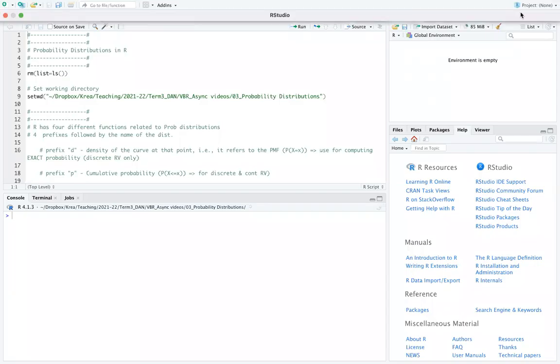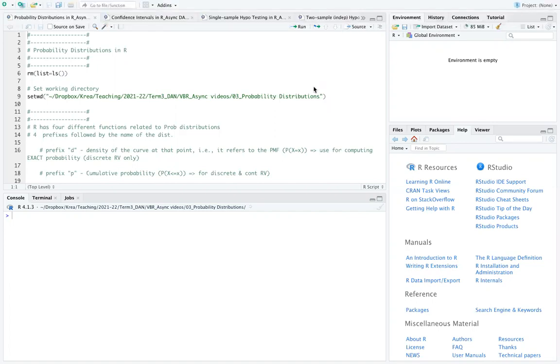Hello everybody. In this video, we're going to go over how to compute the probability values associated with specific probability distributions using R. I've also done another video series where I show you how to do these calculations in Excel. Some of the explanations behind certain problems are much more detailed in the Excel videos, so I encourage you to watch those videos also.